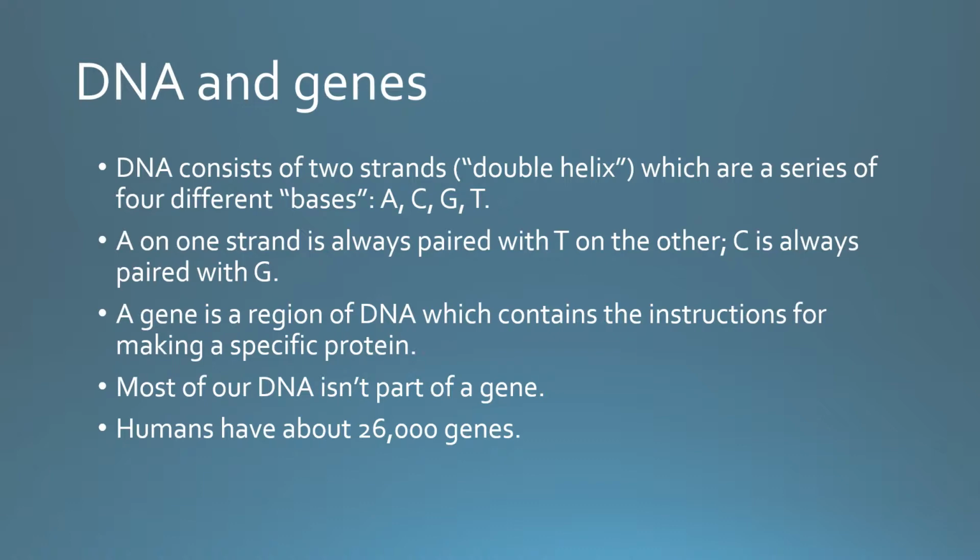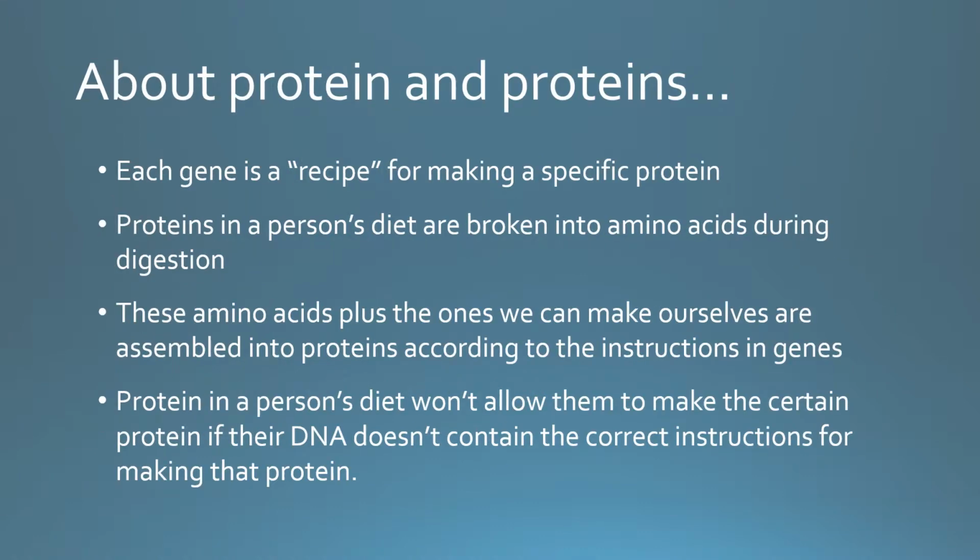Now, not all of our DNA is actually part of a gene. Only a small proportion is. So we have about 26,000 genes in the human genome that our bodies are able to make the proteins corresponding to those 26,000 genes.